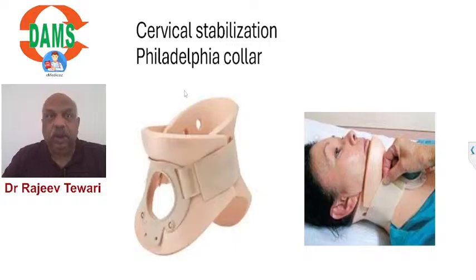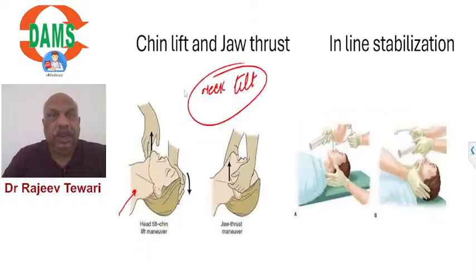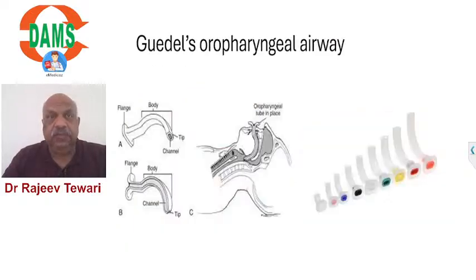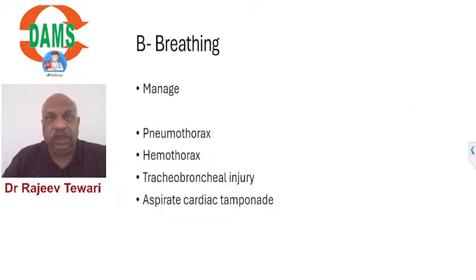Now, these are the important points to remember. First of all, the photo, head tilt, chin lift in airway and jaw thrust that you do initially. Neck tilt should never be done, and do cervical stabilization. These are the Guedel's oropharyngeal airway, that's the next step, you can put it inside. And in breathing, you manage pneumothorax, hemothorax, tracheobronchial injury, and cardiac tamponade.